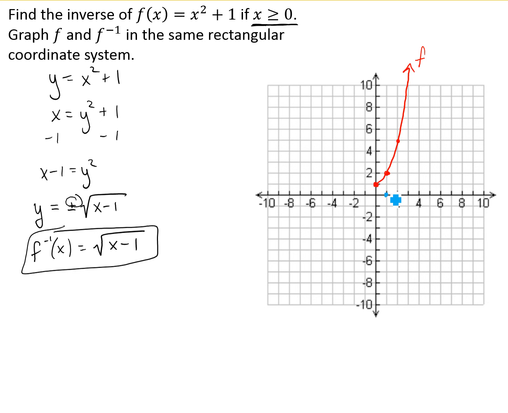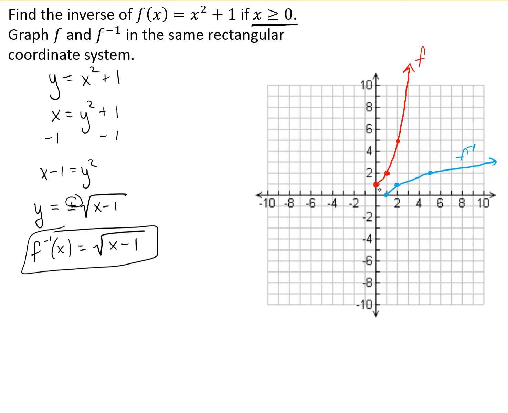And we can just plug some other values in if we want. So if I plug a 2 in for x, that gives me the square root of 1, which is 1. If I plug a 5 in for x, I'd get the square root of 4, which is 2. And so on. And so we could do a quick double check here and make sure that our ordered pairs are just switched around.